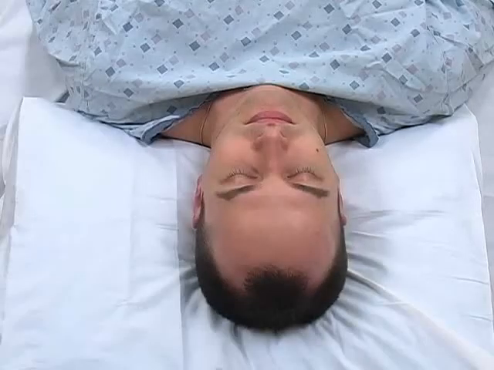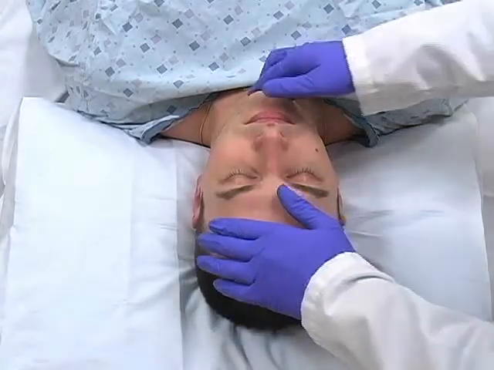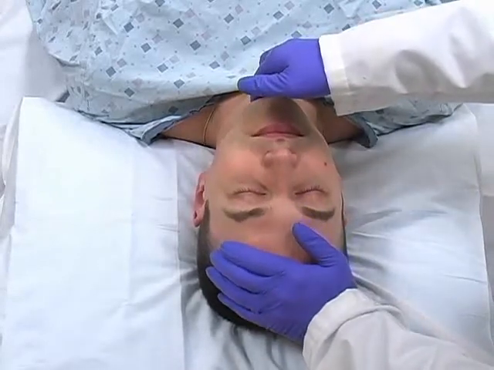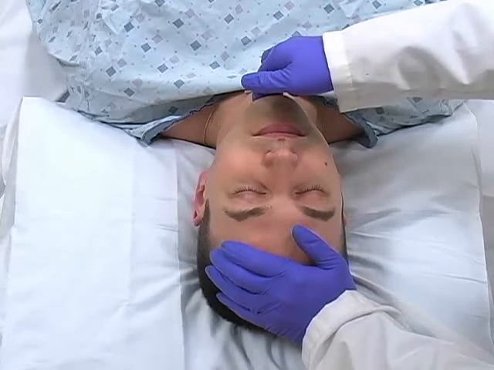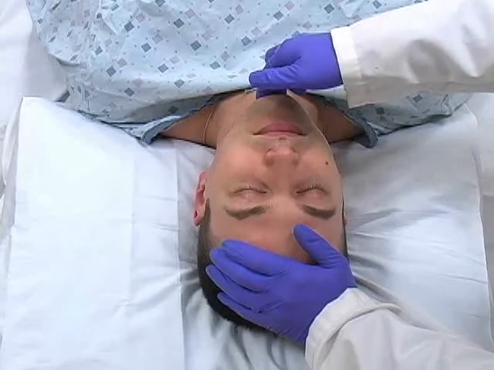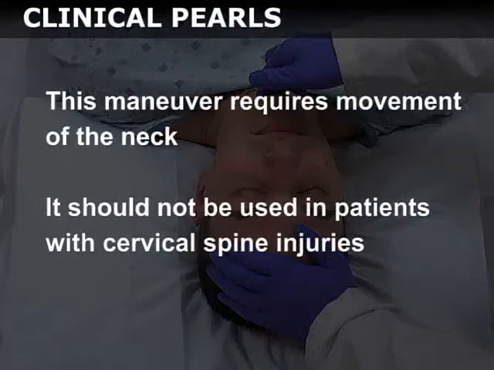The head tilt chin lift maneuver is a simple technique that can be used to relieve upper airway obstruction caused by oropharyngeal soft tissues. This maneuver requires movement of the neck and should not be used in patients with suspected or known cervical spine injuries.